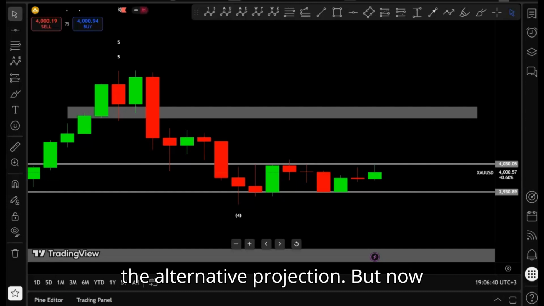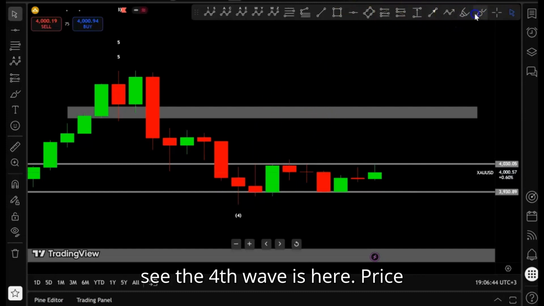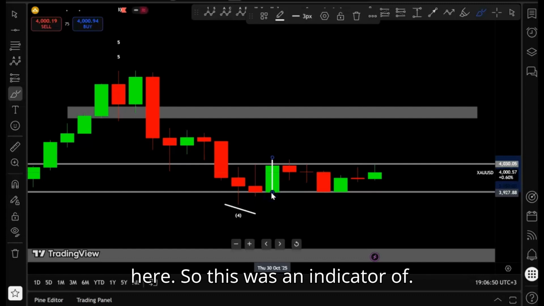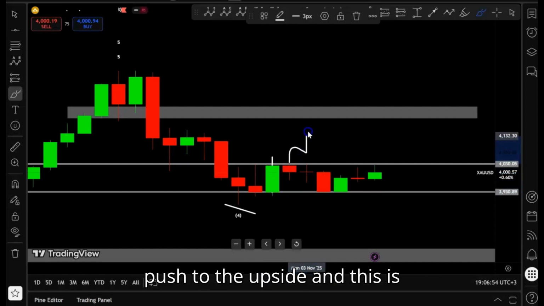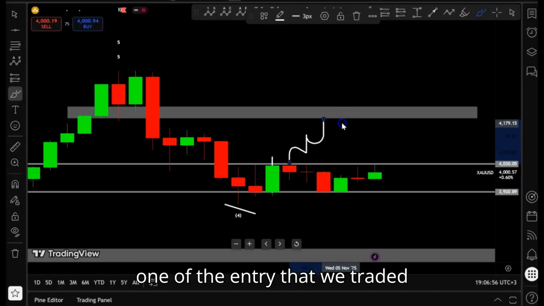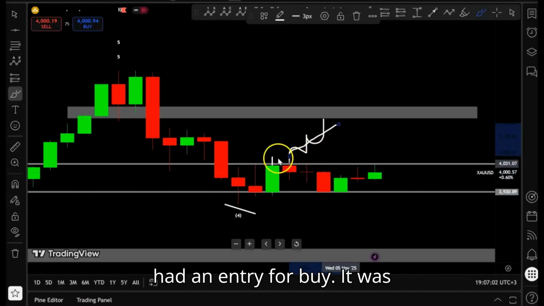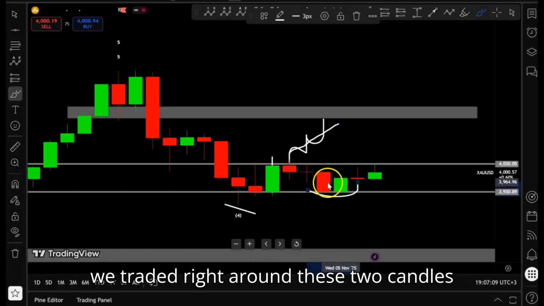But now looking at what price did here, we see the fourth wave is here. Price formed a very strong bullish momentum here. So this was an indicator of a possible continuation of the price push to the upside. And this is one of the entries that we traded in the previous week. We had an entry for buy. It was based on what has happened here. So we traded right around these two candles here.